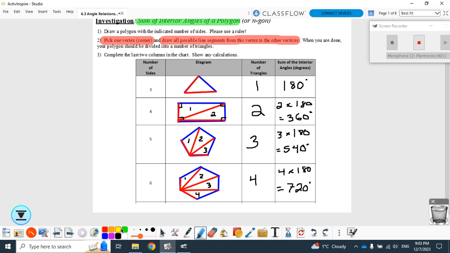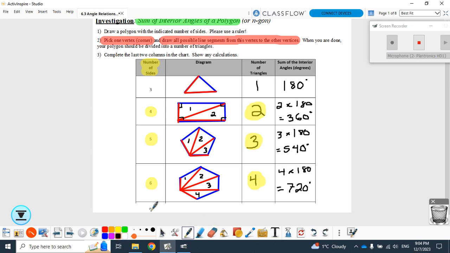What do you notice? Maybe take 10 seconds, talk to the people around you, just to talk about what you notice here. I noticed that one triangle is just one triangle, okay? There's not much to notice here, okay? In this second one, a 4-sided shape, right? The number of sides here. 4-sided shape has 2 triangles, okay? 5-sided shape has 3 triangles. A 6-sided shape has 4 triangles.